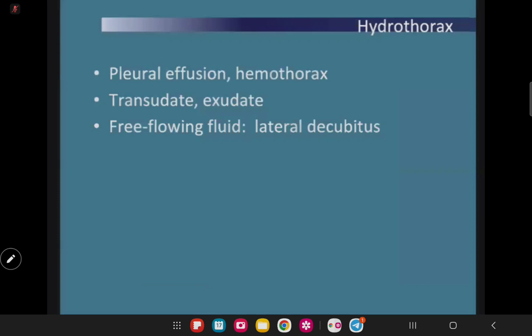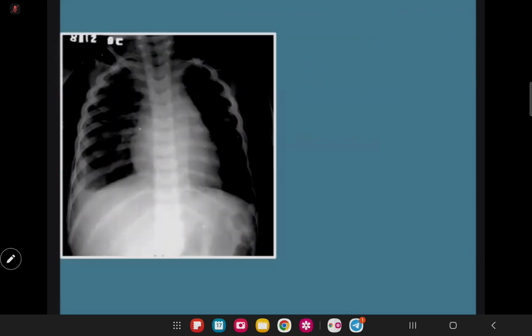So fluid, no, it can be pleural effusion, hemothorax, so it could be blood, and then you can differentiate if it is transudate or exudate, and then check if it is free flowing by using your lateral decubitus position. So this one, blunting of your costophrenic sulci, and then take note of the ischemic line. Can you see the line almost?